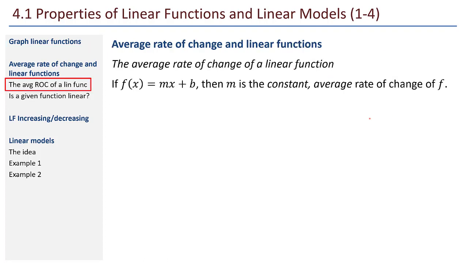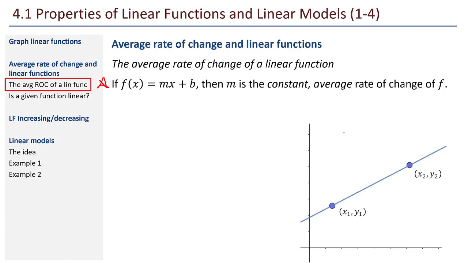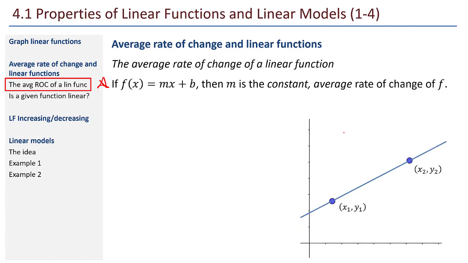Average rate of change. If f of x equals mx plus b, then m is the constant average rate of change of the function f. When we talk about a line, we talk about m as being the slope of the line. But when we talk about a function, we think of m as being the rate of change of the function. It's really the same idea with 2 different words on it. Do you remember, when we talked about the average rate of change of a function, we picked 2 points on a function and we asked what was the slope between those 2 points. Well, let's do the same thing with a line.